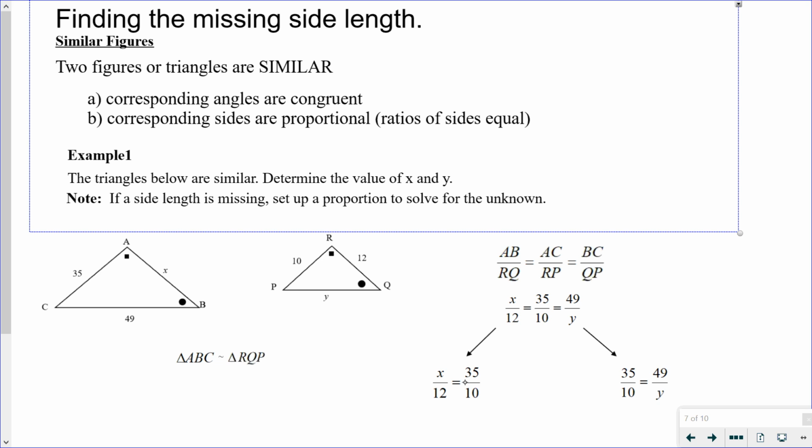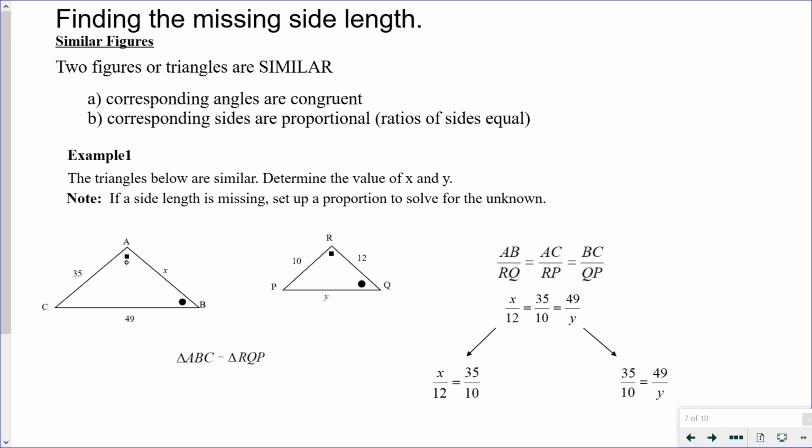So if a side length is missing, what you want to do is set up a proportion to solve for the unknown. If you notice, there's a little box in angle A and also in angle R. That means that those two angles are congruent to each other. And then there's a circle in angle B and a circle in angle Q. Those two angles are also congruent to each other. And all you need to know is that you have two pairs of corresponding angles congruent. Therefore, the two figures are similar by what is known as AA.